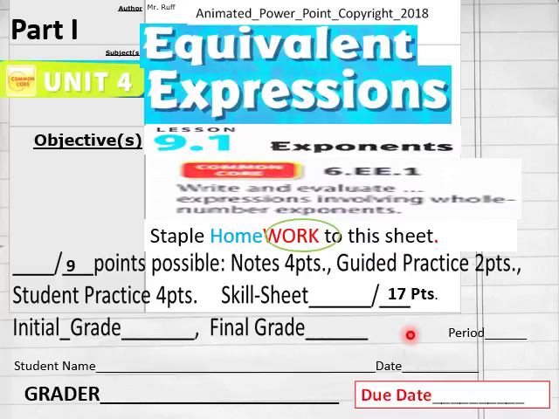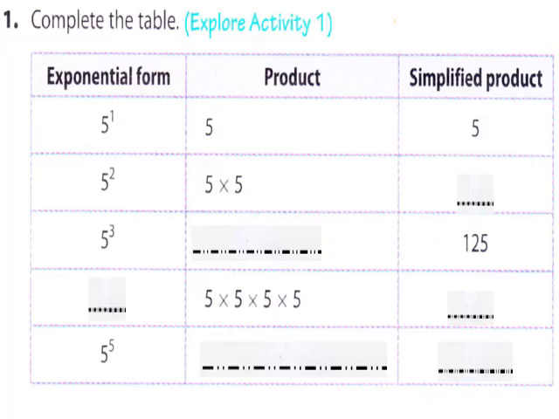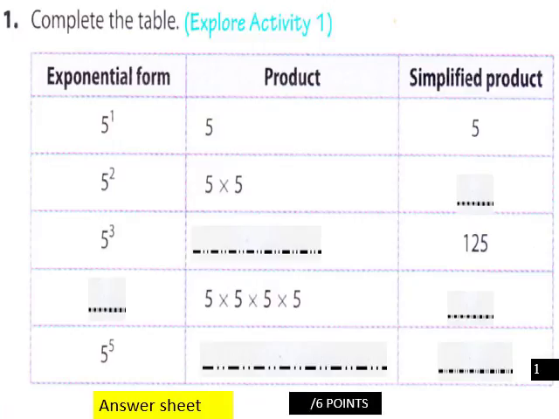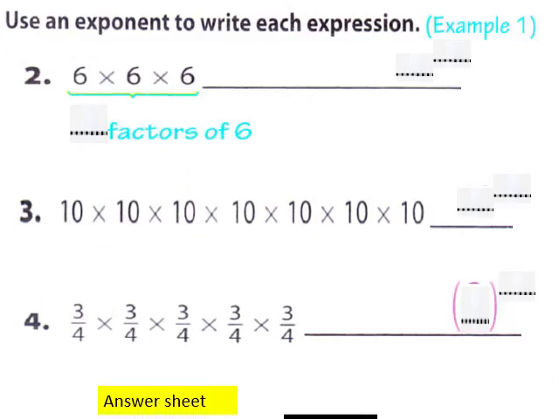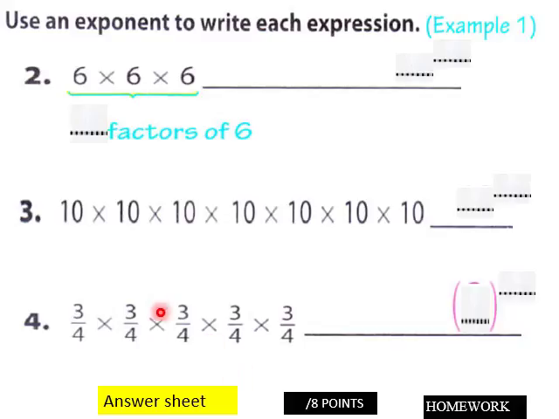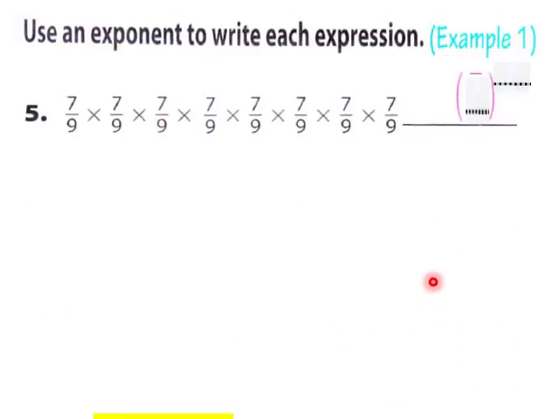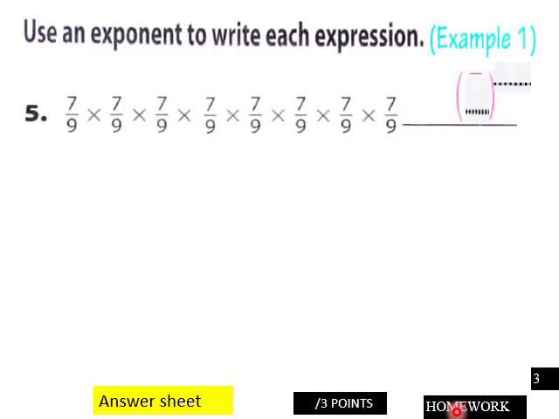Okay, then we go into our homework. We have 17 points on our homework, plus 9 points of notes that were in the classwork. Here's a table on page 1 of your homework to fill out. And then page 2 of the homework. If you need more room, staple another sheet of paper to it. Page 3 of your homework would be here.